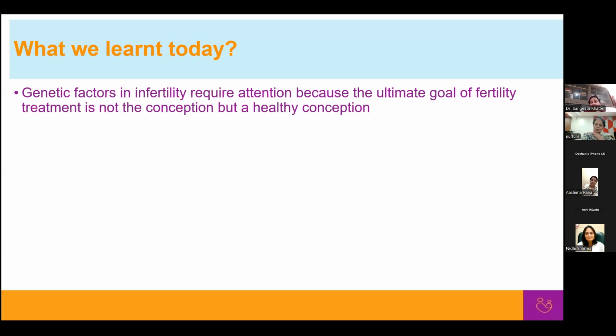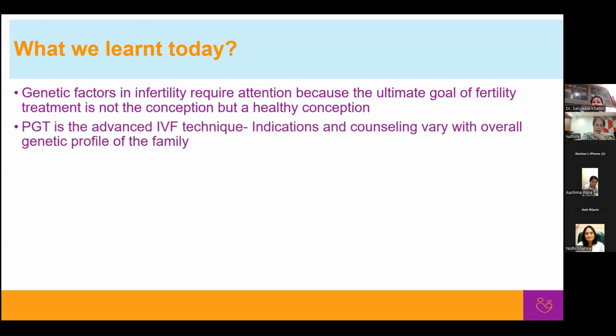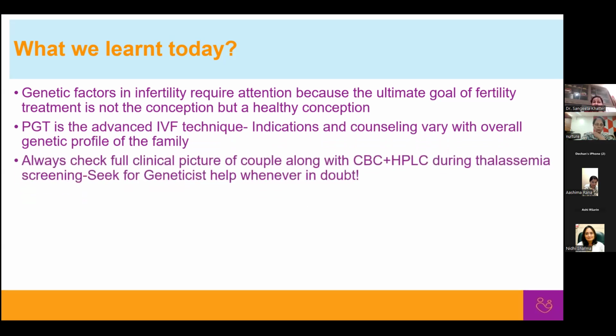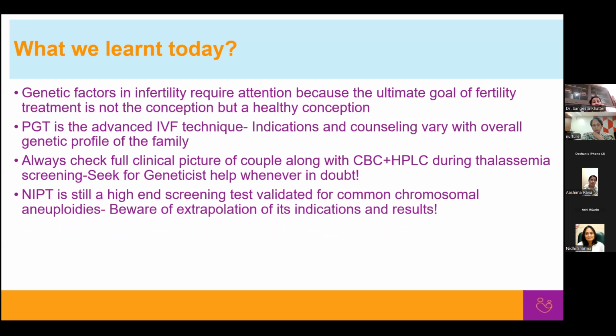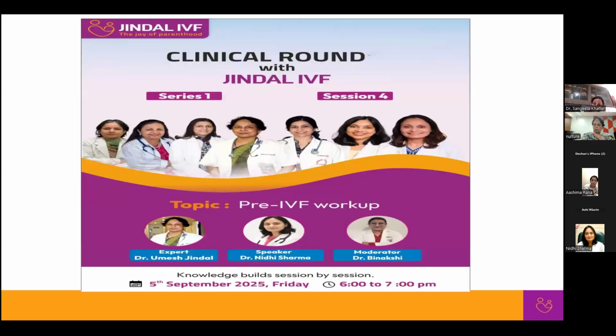Thank you, ma'am. Thank you for sharing. So, final slide, what we learned today: genetic factors in infertility require attention because the ultimate goal of fertility treatment is not conception, but a healthy conception. PGT is an advanced IVF technique; indication and counseling vary with the overall genetic profile of the family. Always check the full clinical picture of the couple along with CBC plus HPLC during thalassemia screening. Seek a geneticist's help whenever in doubt. NIPT is still a screening test validated for common chromosomal aneuploidies. Beware of extrapolation of its indications and results.